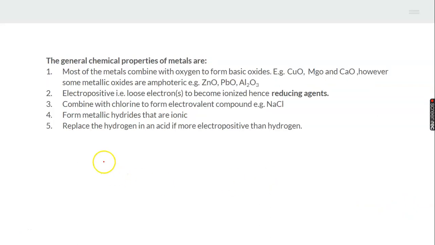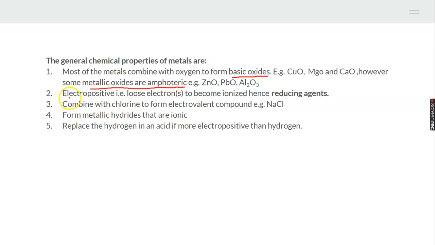Okay, so when we talk about general chemical properties of metals, the first one is that most metals combine with oxygen to form basic oxides. They combine with oxygen, giving you copper oxide when copper combines with oxygen, magnesium with oxygen, calcium with oxygen. However, some metallic oxides are amphoteric. Some combine with oxygen to give us basic oxides, while some of them are amphoteric. When you say an oxide of a metal is amphoteric, that means it can behave as an acid as well as a base. So these are examples of those kinds of metallic oxides that can be amphoteric.